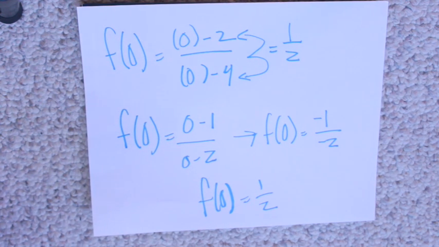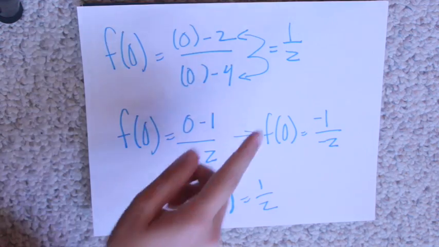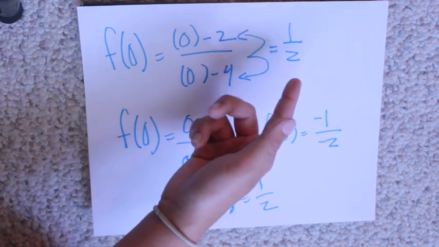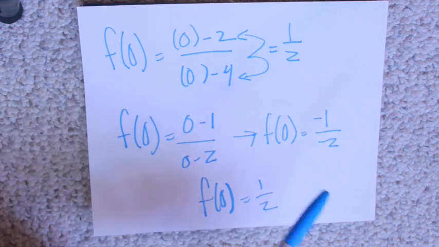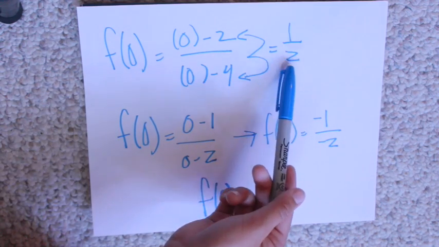2 was our greatest common factor because 2 can go into 2 once and then 2 can go into 4 twice. Next, we simplified it by subtracting 1 from 0, so it would be f of 0 equals negative 1 over 0 minus 2. Then we did the same and subtracted 2 from 0, so negative 1 over negative 2. And then we divided the two negative numbers, and those resulted in a positive value, which would give us the final answer of 1 over 2.